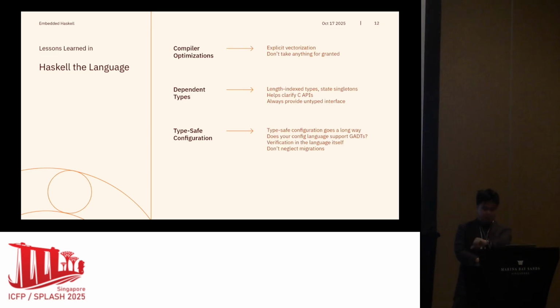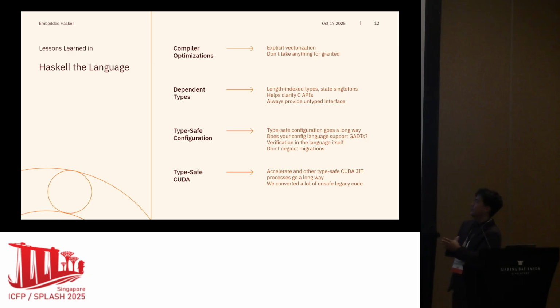Here are some quick summaries on Haskell language features that we've tried out and rolled back. Compiler optimizations: we definitely assumed a lot of optimizations that didn't happen. So we had to go back and manually vectorize, manually optimize, manually inline. It's not magic, but it's pretty close to magic, but it's not 100% magic.